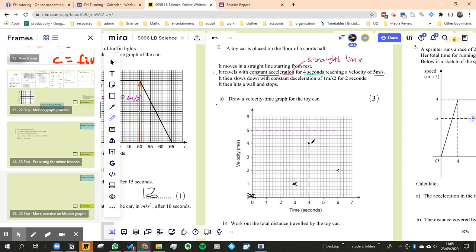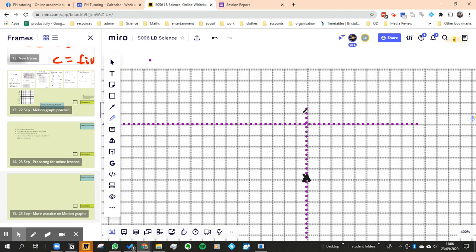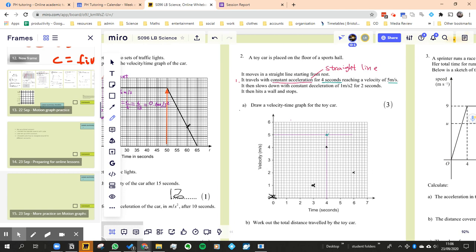And what I've done is I've done a dotted line from the 5 meters per second which it reaches, and another dotted line for where it reaches it at 4 seconds. So it's going to be here. Let me put a green cross through there. It's a bit difficult to see in this case because, unlike this one over here, it subdivides into groups of 5, and so it's much easier to count. But we're going to have to do it using these dotted lines. It's the best way to do it.